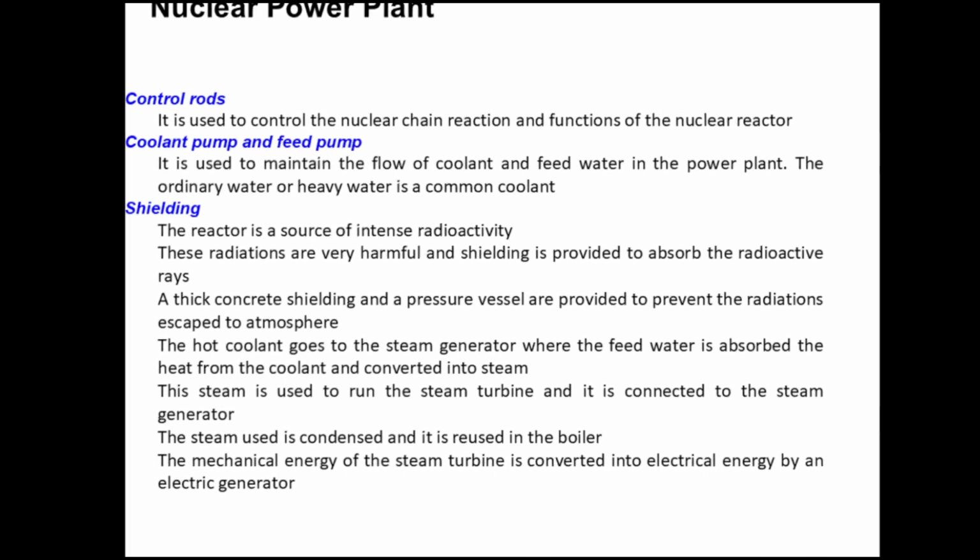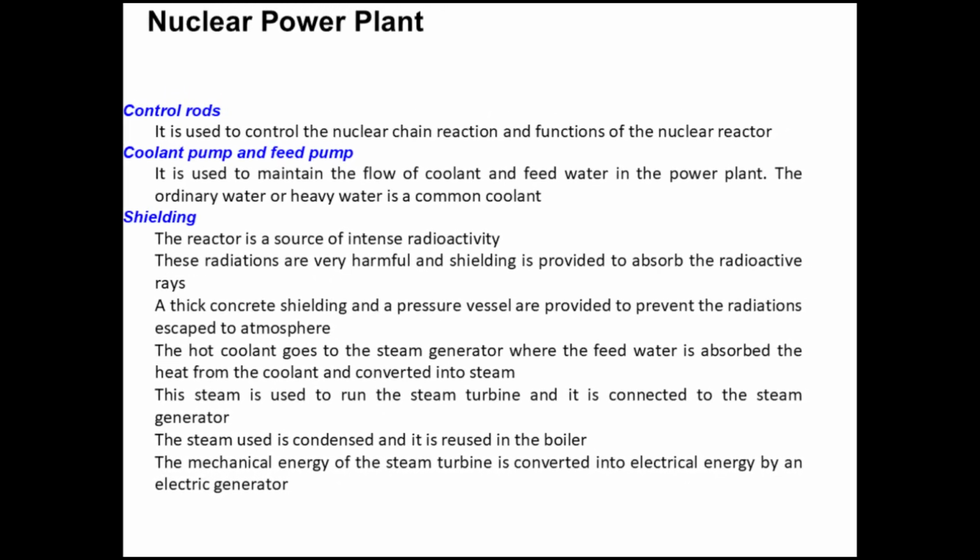Nuclear power plant. Control rods. They are used to control the nuclear chain reaction and the functions of the nuclear reactor. Coolant pump and feed pump. They are used to maintain the flow of coolant and feed water in the power plant. Ordinary water or heavy water is a common coolant. Shielding. The reactor is a source of intense radioactivity. These radiations are very harmful and shielding is provided to absorb the radioactive rays. A thick concrete shielding and a pressure vessel are provided to prevent the radiation from escaping to the atmosphere.